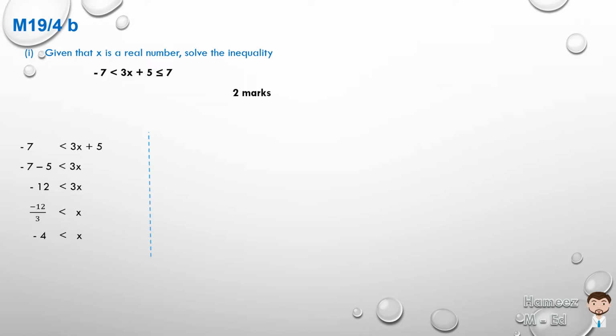Let's now look at the second part of the inequality. 3x plus 5 is less than or equal to 7. And we're doing the same thing, trying to make x the subject of the formula. When we move the plus 5 across, we will now get 3x is less than or equal to 7 minus 5. Notice we're maintaining the inequality signs. 3x is less than or equal to 2, so x is less than or equal to 2 over 3. Remember, the 3 was multiplying on the left side, so when you bring it across, it will divide. As such, minus 4 is less than x, which is less than or equal to 2/3.